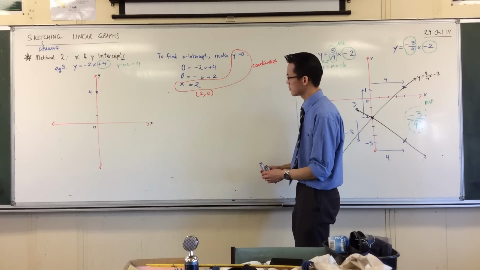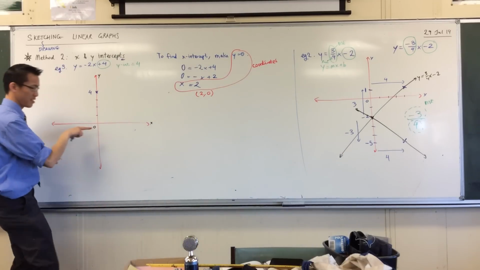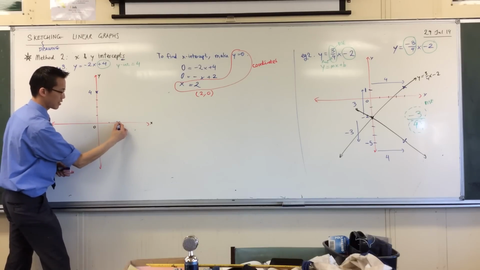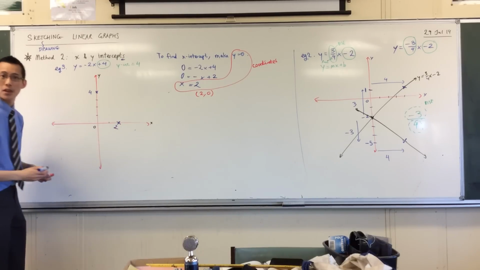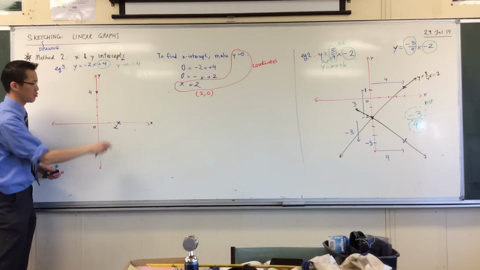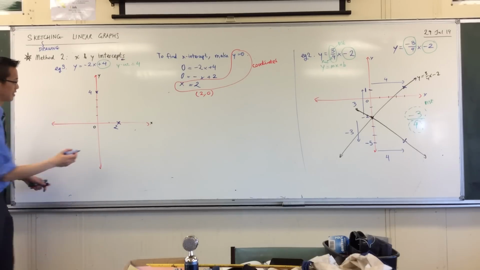So where is that on this graph? Well, 2, in the positive direction, I'll go 1 and then 2. That's where it is. Y-intercept 4. X-intercept 2. I've got my 2 points, so now what do I do? Join them up. Excellent. Let's do it.